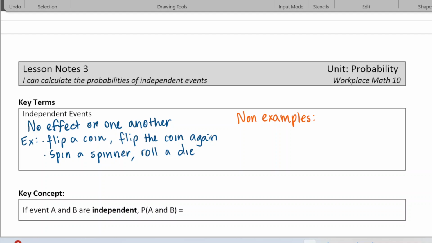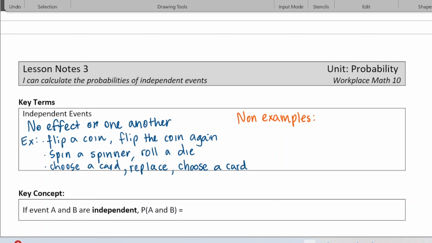Okay. Let's say I choose a card from a deck, see what it is, replace it, shuffle the deck, then choose another card. The cards have no memory. The two choices have no impact on each other.